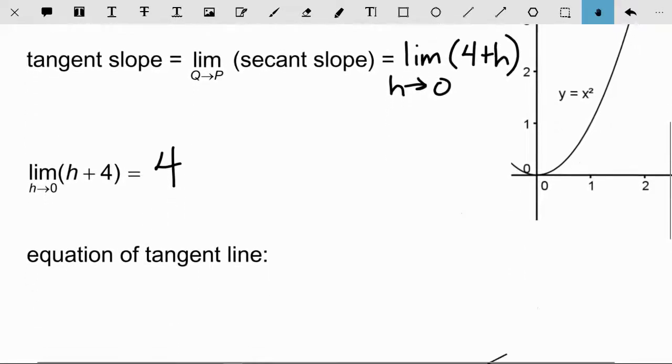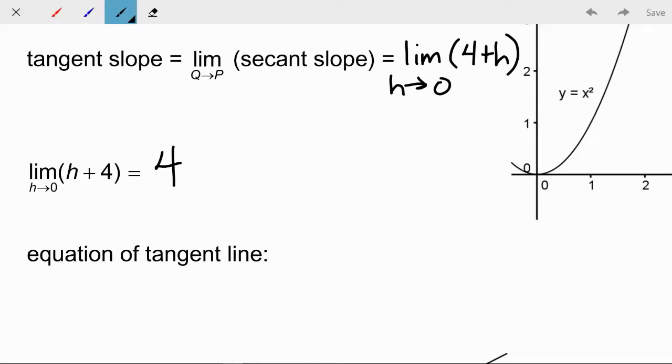Okay, so if I want to write the equation of the tangent line, remember, for the equation of a line, we just need two things. We need a point and we need a slope. Well, we have the point (2, 4). We have the slope of 4. So it would just be y minus 4 is equal to my slope, which was 4, multiplied by x minus 2. So that's the equation of my tangent line.